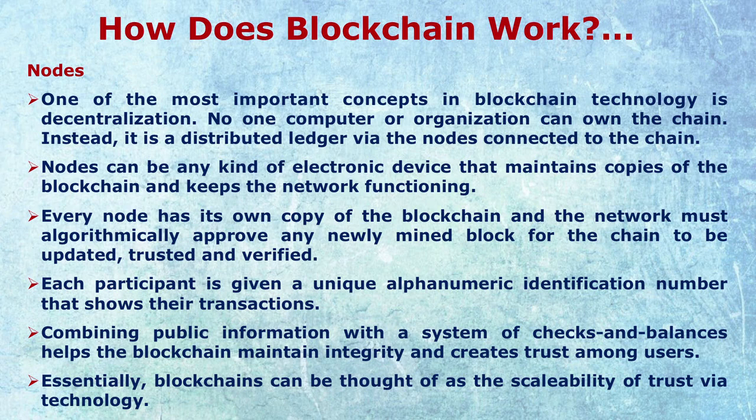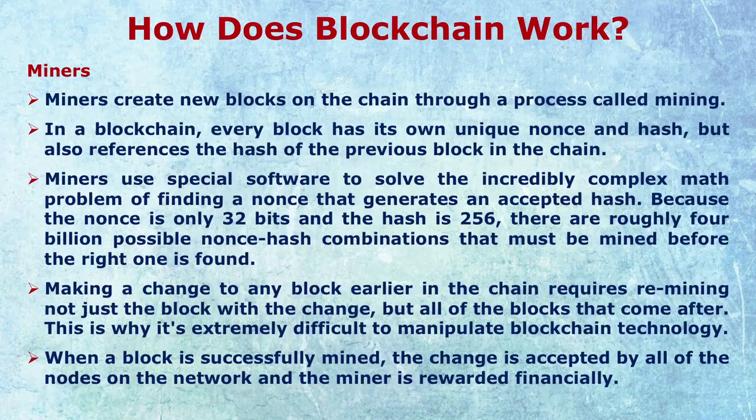Each participant is given a unique alphanumeric identification number that shows their transactions. Combining public information with a system of checks and balances helps the blockchain maintain integrity and create trust among users. Essentially, blockchains can be thought of as the scalability of trust via technology. And the third one is miners.